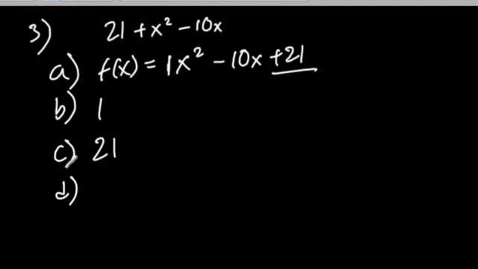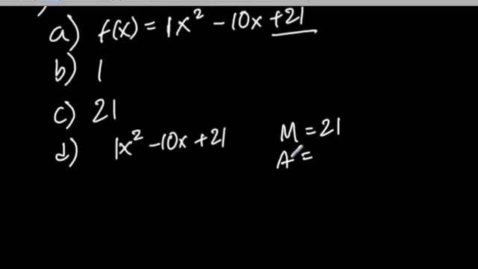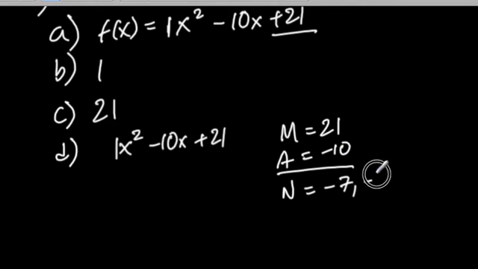D, we have to factor this. We have to get this in factored form. So let me just go down here. So it's x squared minus 10x plus 21. If we want to factor this, m will be the first term times the last term. So 1 times 21, which is 21. A is the middle term, which is negative 10. And we have to find two numbers that multiply to 21 and add up to negative 10. The two numbers I can think of are negative 7 and negative 3. Negative 7 times negative 3 is positive 21. Negative 7 plus negative 3 is negative 10.